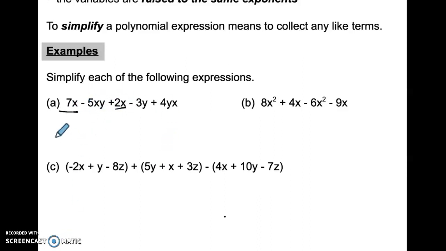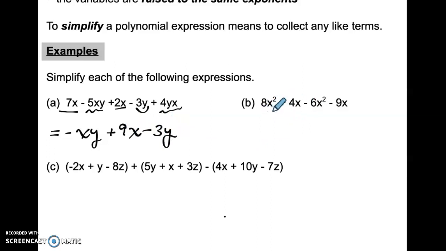For the first one here, we have two different x terms. We also have two different xy terms. The order of the variables doesn't matter. And then we have one single y term. So we're going to put the xy terms first because they are degree 2, since the exponents on the variables would add up to 2. We have -5xy plus 4xy, so that would be -xy. Okay, and then the x terms would go next, because alphabetically they are next, and they're degree 1. So 7 plus 2 would be 9x minus 3y.